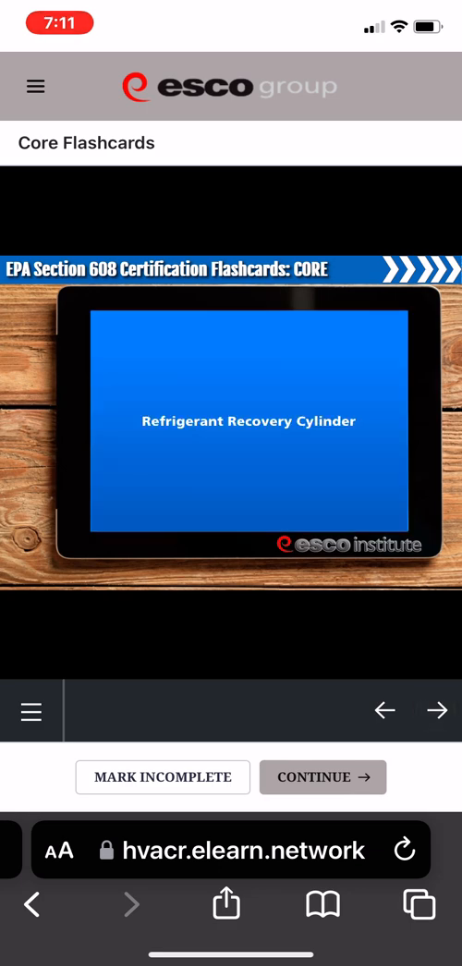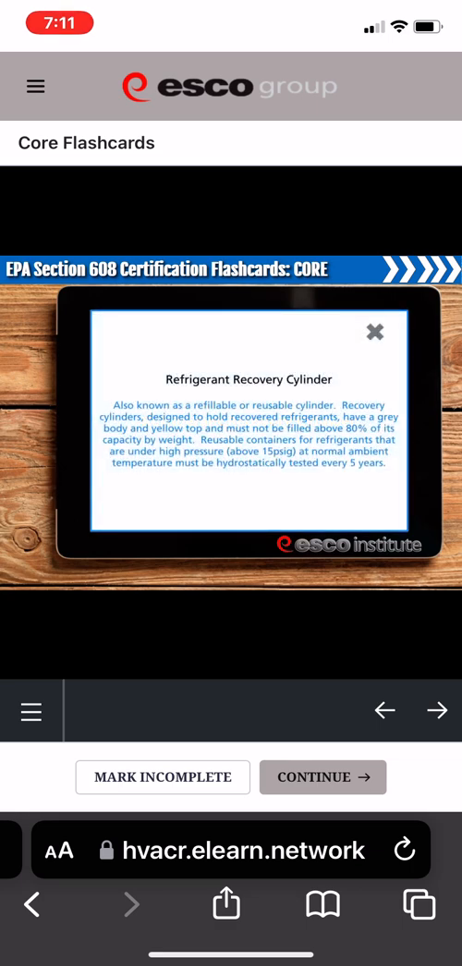Refrigerant recovery cylinder. A refrigerant recovery cylinder is also known as a refillable or reusable cylinder. Recovery cylinders, designed to hold recovered refrigerants, have a gray body and yellow top and must not be filled above 80% of its capacity by weight. Reusable containers for refrigerants that are under high pressure, above 15 psig, at normal ambient temperature must be hydrostatically tested every 5 years.